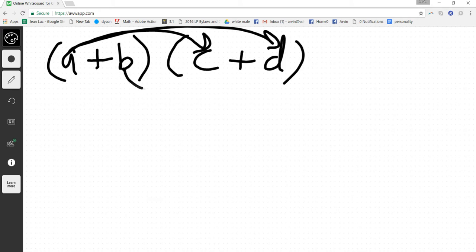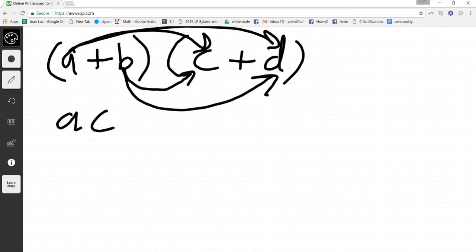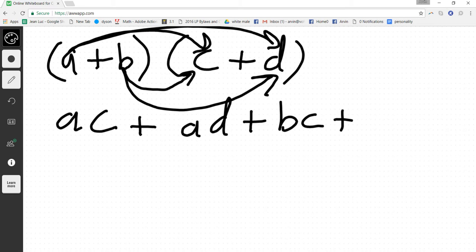Same with B. I'm going to do B times C and B times D. And so I get AC plus AD plus BC plus BD. And that's all there is to that one. That problem's finished. We'll do one more of these.